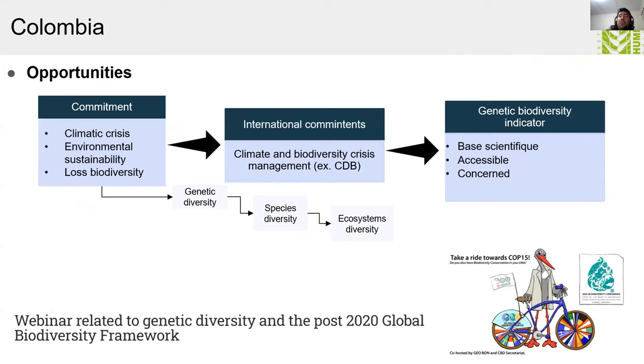Actually, Colombia is committed to actions that help to adapt to the climate crisis, ensure environmental sustainability, and protect biodiversity. And for this, the country is aligned with the global goals for managing the climate crisis and biodiversity loss, in which the management of genetic diversity is essential. Therefore, the use of clear genetic indicators with a robust scientific foundation, accessible and relevant, is very important for the environmental management of the country.